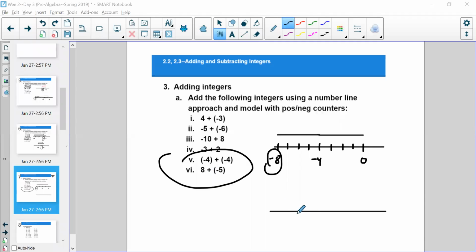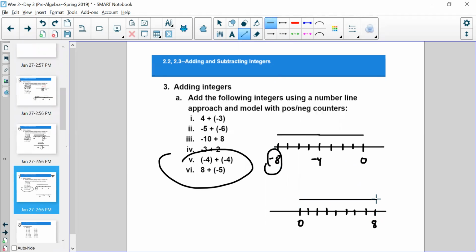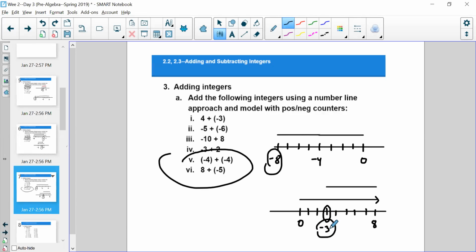And then the final example, we'll start at 0. And I'm going to move to the right 8. 1, 2, 3, 4, 5, 6, 7, 8. And then I'm going to turn around and move to the left 5. 1, 2, 3, 4, 5. And notice where you stop. You would stop at -3. So the number line approach just allows you to kind of think through your movement, especially with adding, and wherever you end up is your answer.